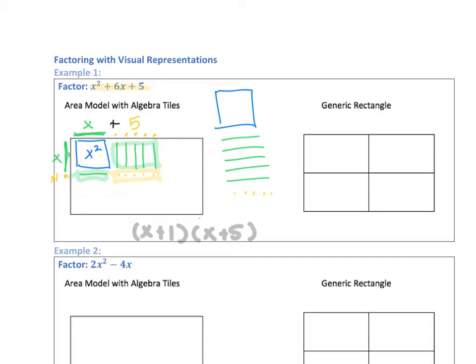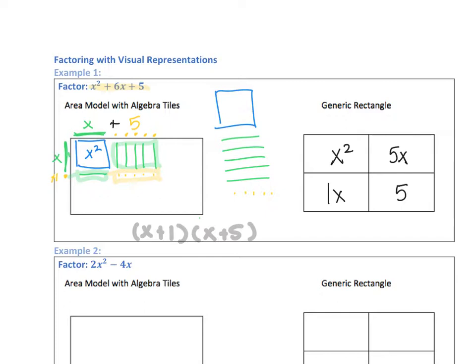As far as coming over here to the generic rectangle, which you guys would like me to call the box, we can transfer the same information. We've already built our rectangle. We know x squared goes here, 5x goes here, 1x goes here, and 5 goes here. So we can actually pull out those GCFs, greatest common factors, vertically and horizontally, to find those same values algebraically.